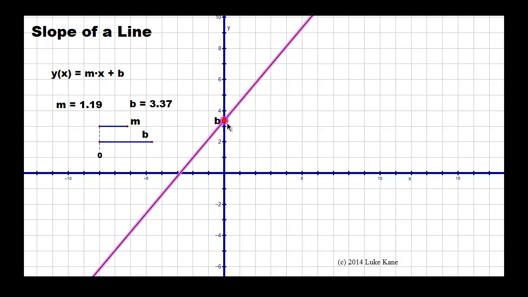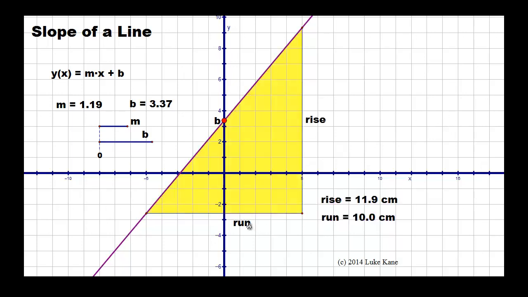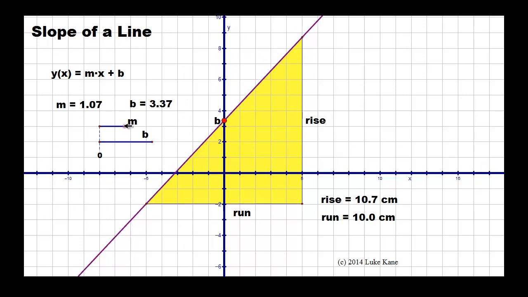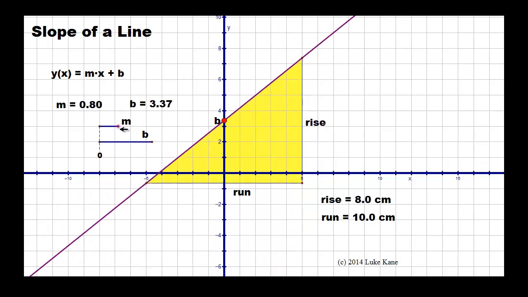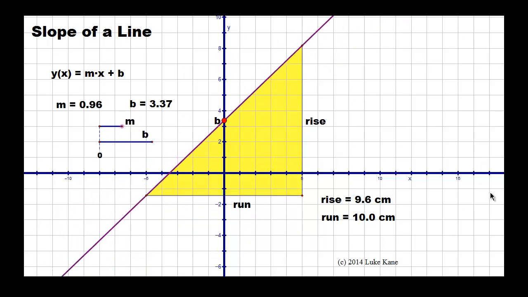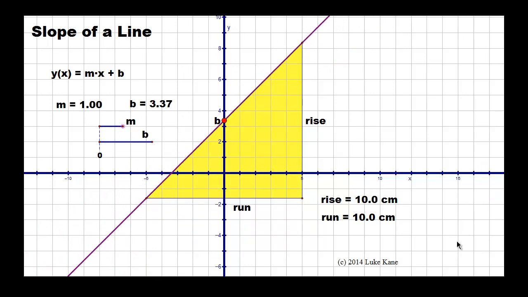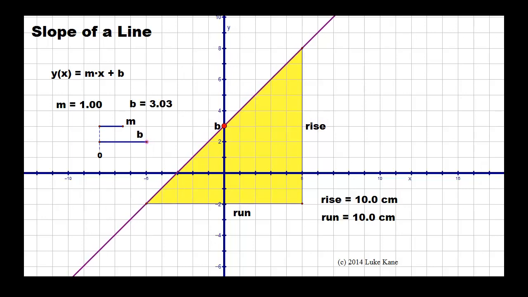Here's b here, and the slope is depicted as the rise over the run. In this case, let's make the slope a little easier by making it an integer. Let's make it 1. And let's move the intercept down, so we can put this any place we want it. And by making that an integer, we can now actually count the boxes.